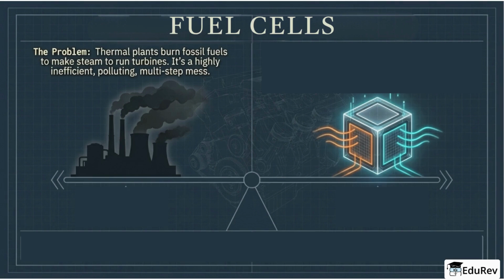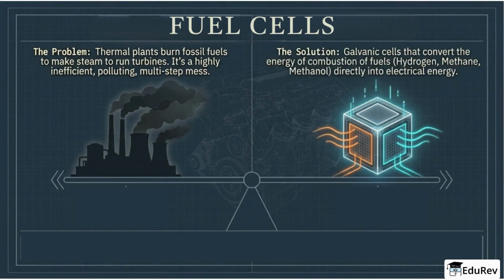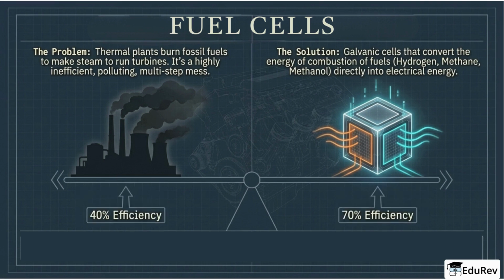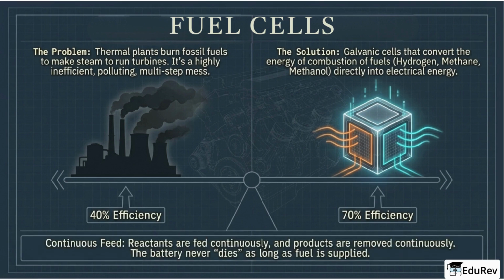Fuel cells are different from conventional batteries. They are galvanic cells that convert the energy of combustion fuels directly into electrical energy. That is the real advantage. Fewer steps, less loss, better efficiency. The slide compares the old thermal plant route with the fuel cell route and shows the efficiency jump clearly, around 40% versus 70%. Another crucial feature is continuous feed. As long as fuel is supplied, the cell keeps working.